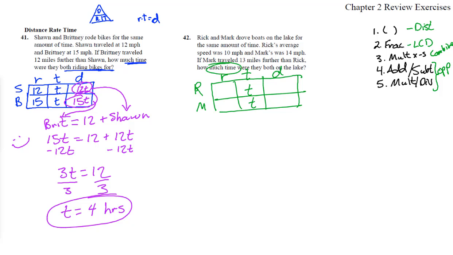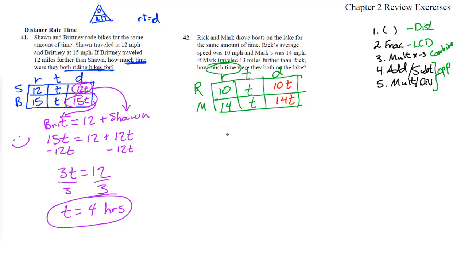Let's read it one more time. Rick and Mark drove boats on the lake for the same amount of time. Good, there's our variables. Rick's average speed was 10, Mark's was 14. If Mark traveled, oh, wait, stop, don't read that yet. Let's multiply it out and see what we get. 10 times t is 10t. 14 times t is 14t. These are the two distances that they traveled.